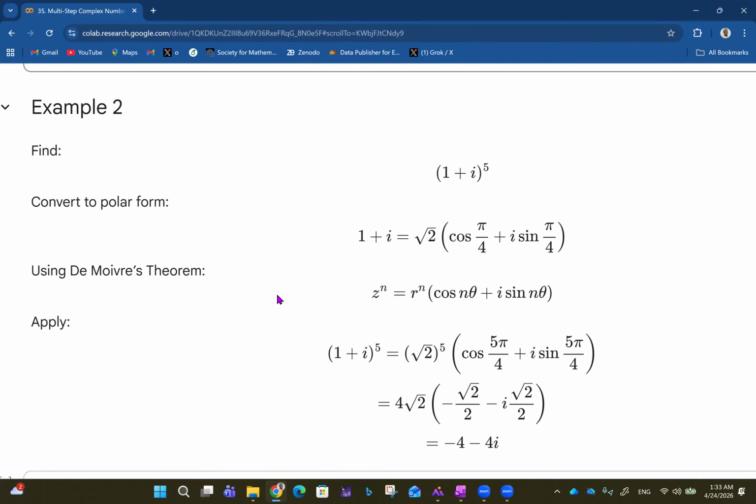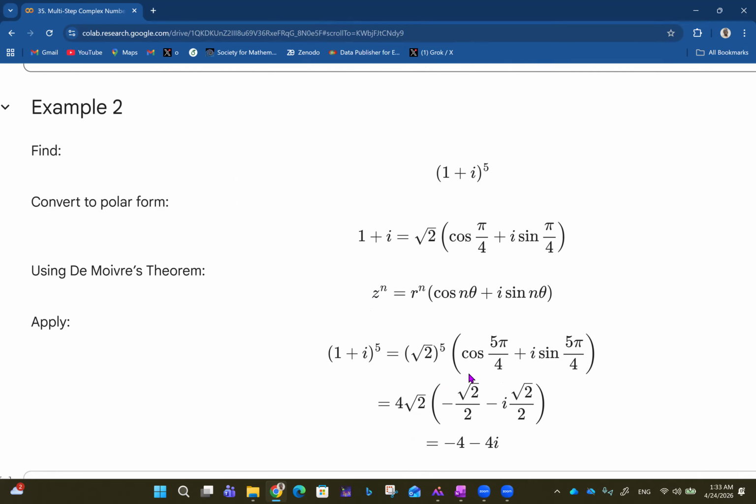And then using De Moivre's theorem, which simply tells us that if you raise any complex number to power n, it's the same thing as r raised to power n, the number part raised to power n, and then the angle part multiplied by n simply. So you then have 1 plus i raised to power 5 to be root 2 raised to power 5 cos 5 pi over 4 plus i sine 5 pi over 4.